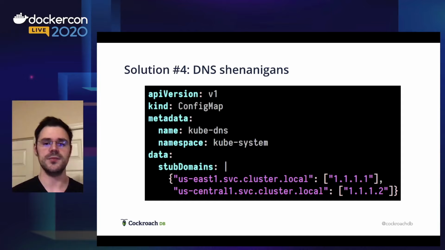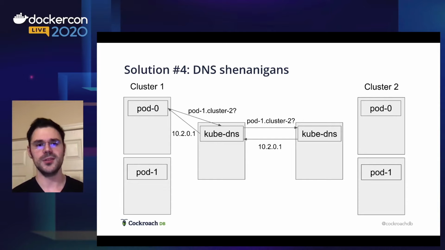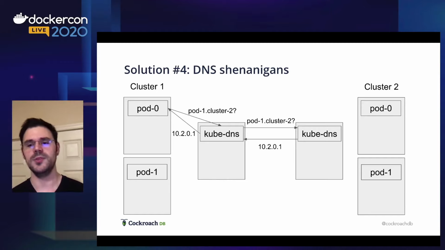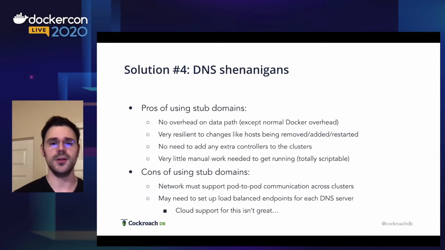That is our list of domains and the addresses to look them up at. What this is going to effectively do is, when pods in cluster 1 make a request for pods in cluster 2, Coop DNS will just forward this on to the Coop DNS in cluster 2. And the pros here are, again, we don't have any overhead in our data path.